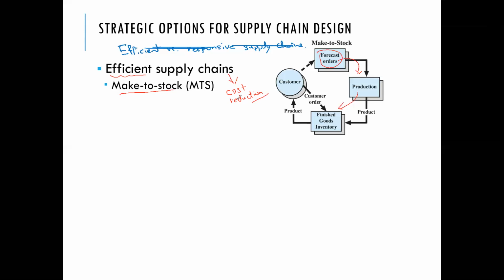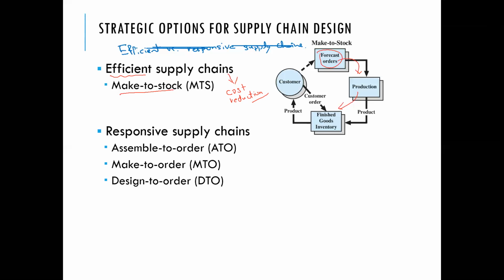However, there is a second kind of supply chain, which is called a responsive supply chain. So in a responsive supply chain, as the name indicates, the emphasis is on response time, not on cost. So in a responsive supply chain, the idea is to be as responsive as possible. Or in other words, the idea is to have higher delivery speed.